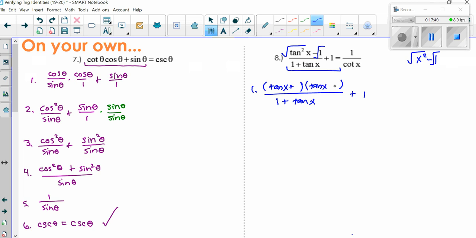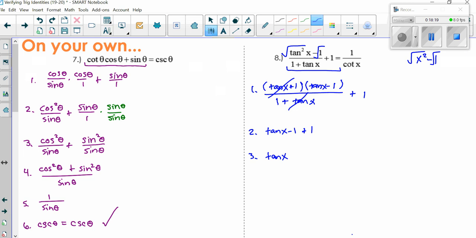One has to be plus, 1 has to be minus in order for it to be sum and difference. Square root of 1 is 1, so it's 1 and 1. Now they're written in different orders, but addition can be flip-flopped. So tangent x plus 1 is the same as 1 plus tangent x, so these cancel, which means my step 2 is tangent x minus 1 plus 1, which means then my third step, I'm left with just tangent x, which is not 1 over cotangent x.